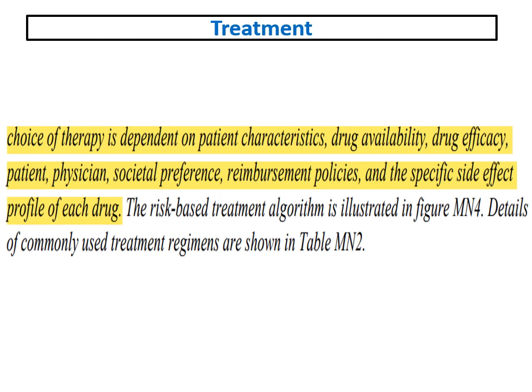The choice of therapy is very important. You will choose between CNI, rituximab, and cyclophosphamide based on patient characteristics, drug availability, efficacy of the drug, patient or physician social preference, policies, and the specific side effect profile of each drug. Very important: side effect profile and efficacy of the drug.